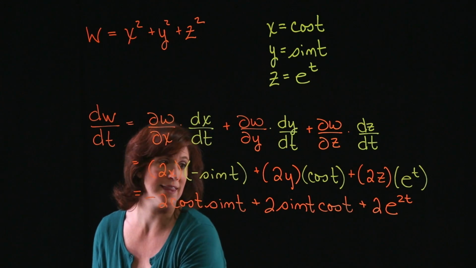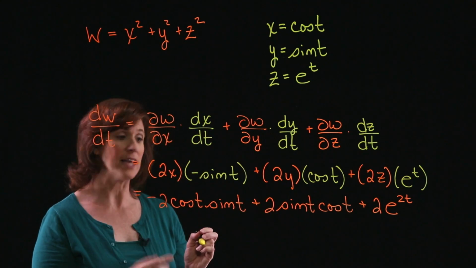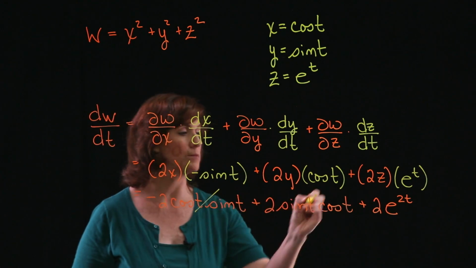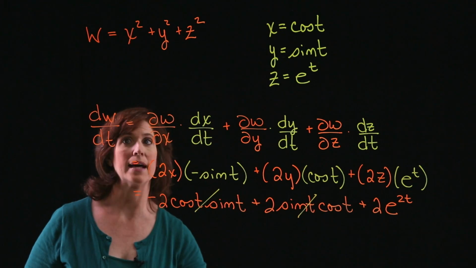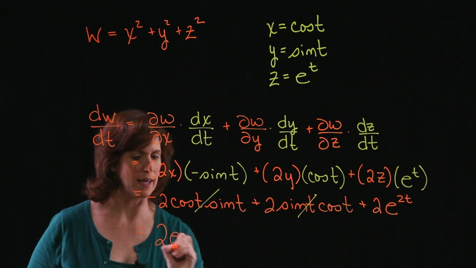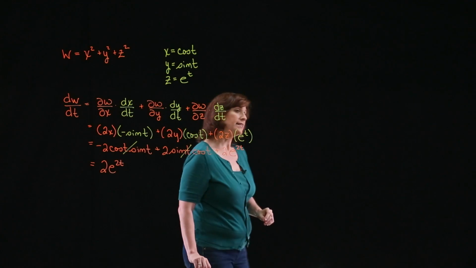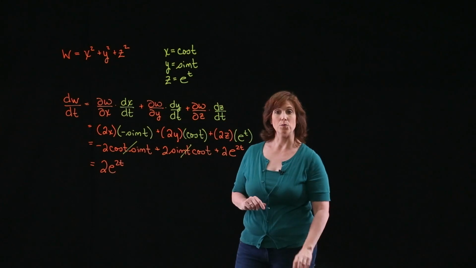Now notice that even though cosine t and sine t are written in different order, multiplication is commutative. So those two terms add together to be 0, and dw dt is 2e to the 2t. Now that's finding dw dt using the chain rule.